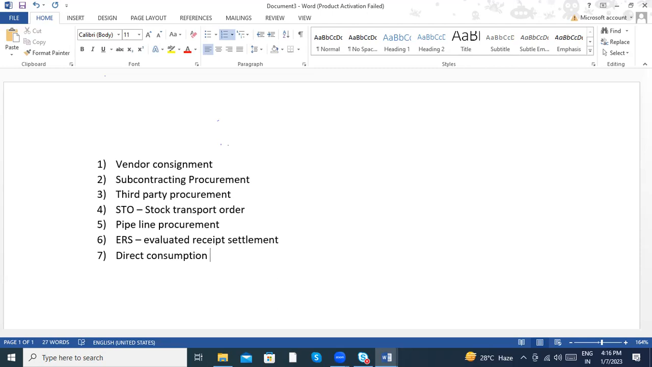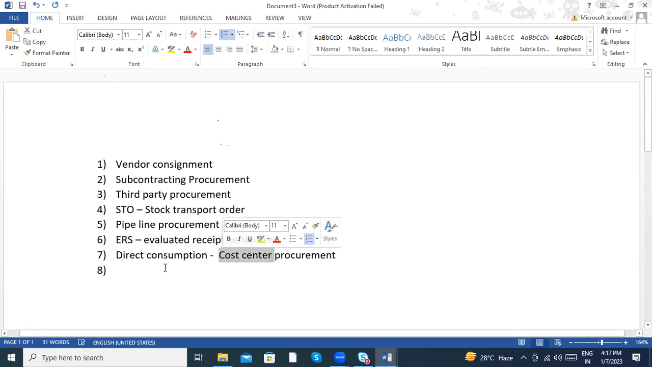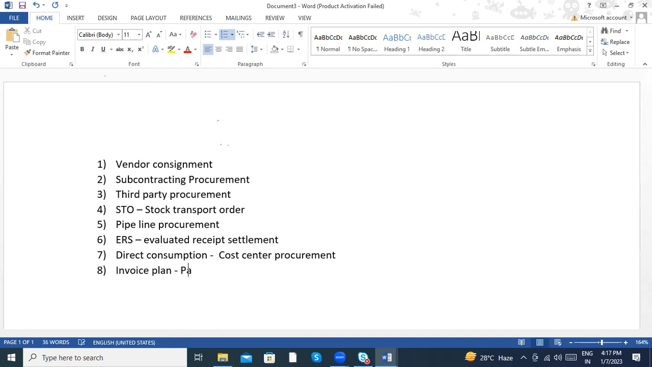Direct consumption procurement means cost center procurement. Instead of that, we can say cost center procurement, or we can say anything, whatever it is, direct consumption. Then invoice plan. In invoice plan, we have two types: one is the partial invoice plan and the other is the periodic invoice plan.